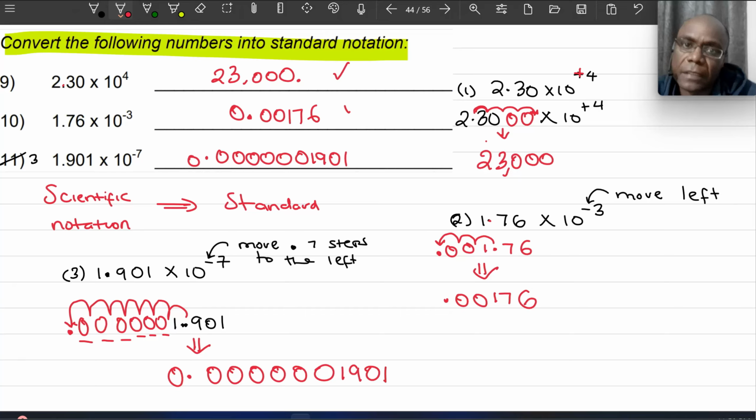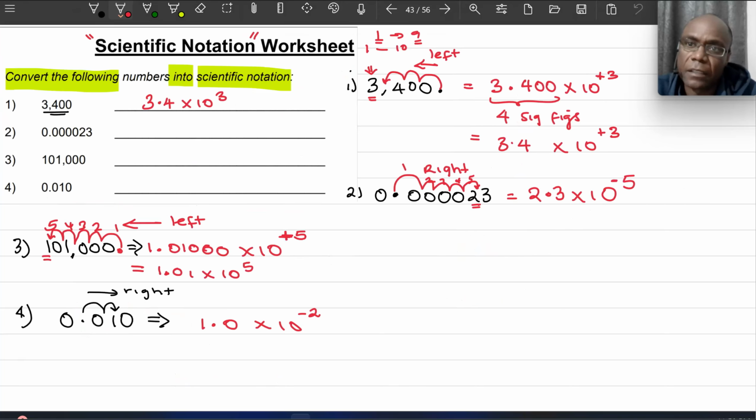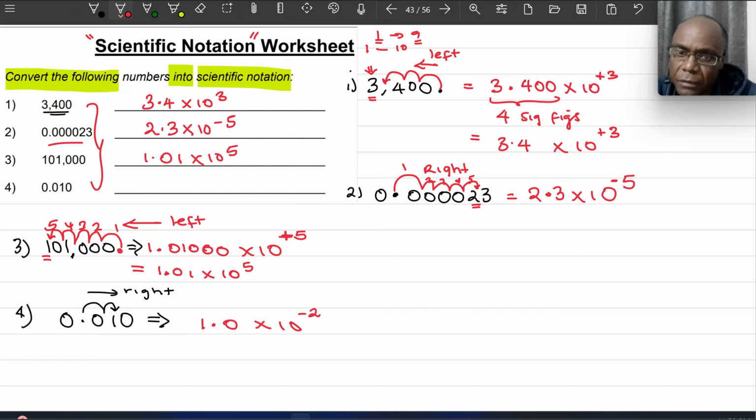Okay, so that's how you convert scientific notations to standard, and here that's how you convert the standard to scientific. So this value here, the scientific is 2.3 times 10 to the power minus 5. This one we decided it was 1.01 times 10 to the power 5, and this one was 1.0 times 10 to the power minus 2. Practice, practice, practice.